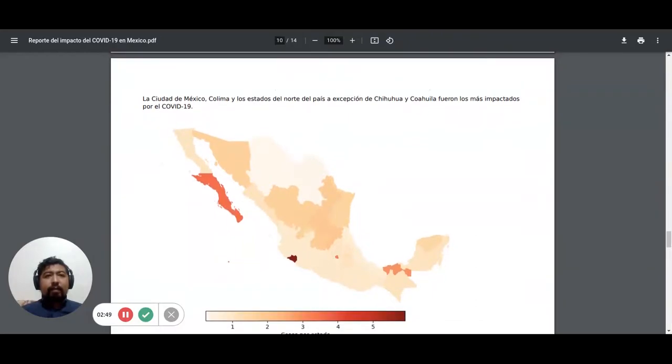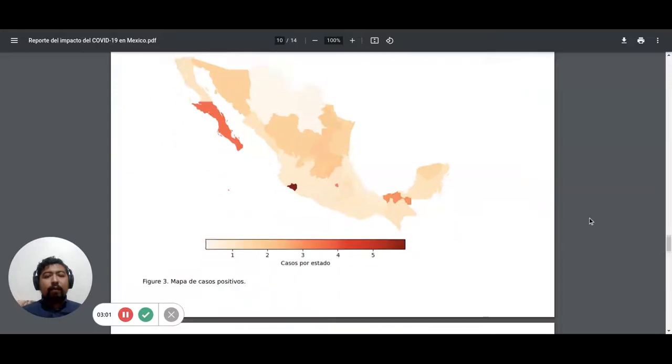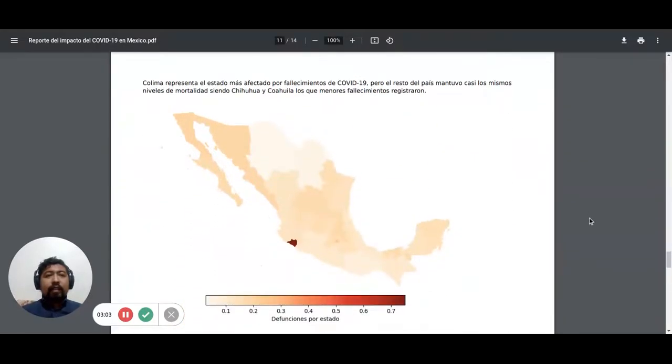In this map, we see the last mentioned, and also that the states in the north of Mexico were more affected by COVID-19, with the exception of Chihuahua and Coahuila. In terms of mortality, we see in this map that all states have almost the same level of mortality, with the exception of Chihuahua and Coahuila.